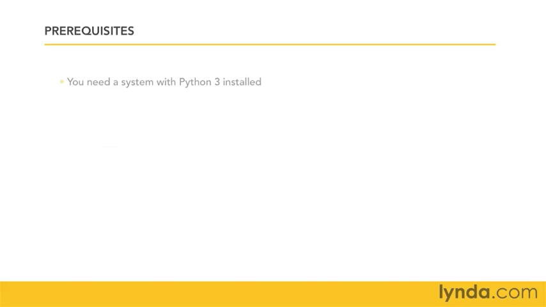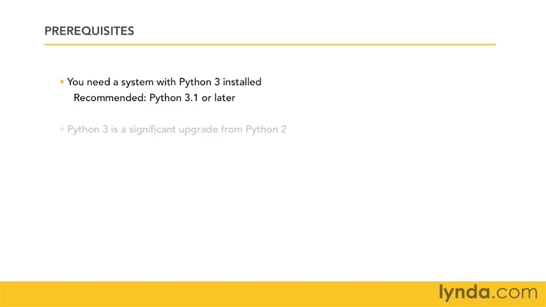Finally, you will need a system with Python 3 installed, and I strongly recommend Python 3.1 or later. The examples in this course are using Python 3.1. Python 3 is a significant upgrade from Python 2. Code written in Python 2 will not necessarily work in Python 3 and vice versa. It's essentially the same language, but there are some significant differences, and this course is about Python 3.